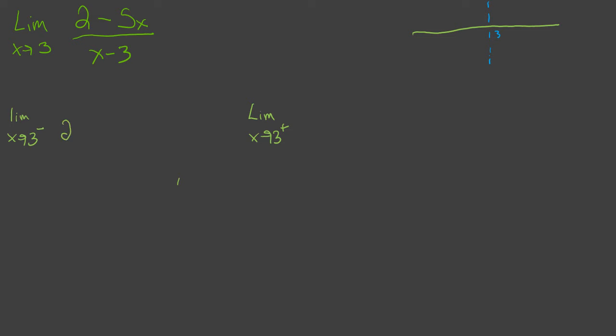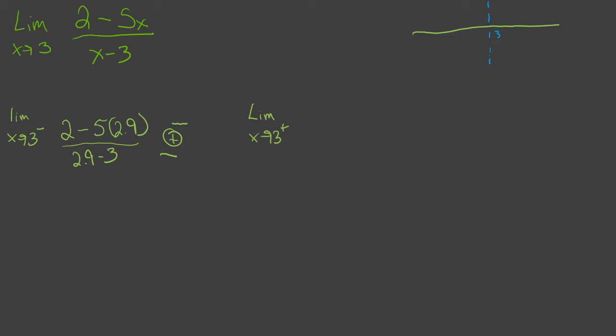We get 2 minus 5 times something that's close to 3, say 2.9, all over 2.9 minus 3. Now, we could put this all in the calculator, and we will. But let's say 5 times almost 3 is almost 15. 2 minus 15, so upstairs is going to be negative. Now, 2.9 minus 3 is also negative. So negative over negative means that this is going to be positive infinity.